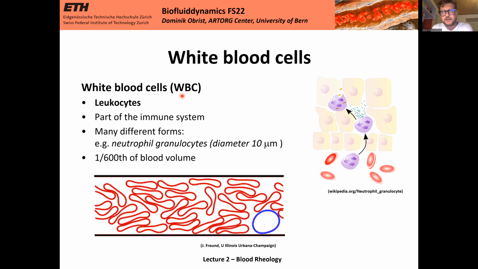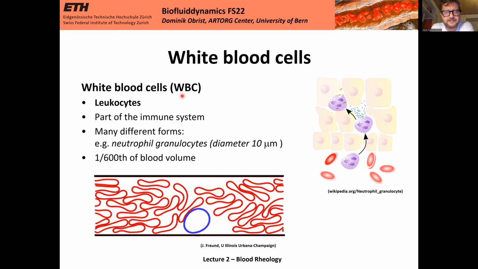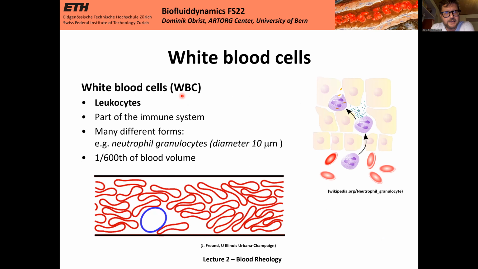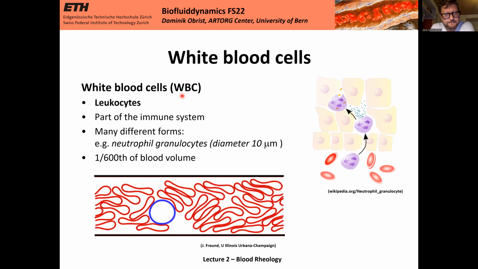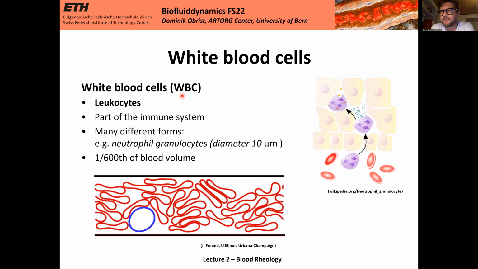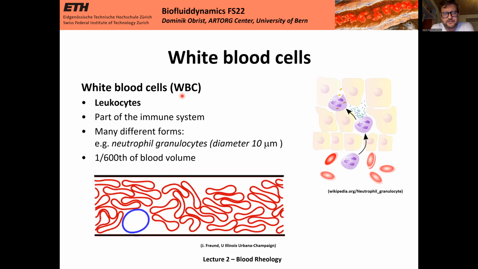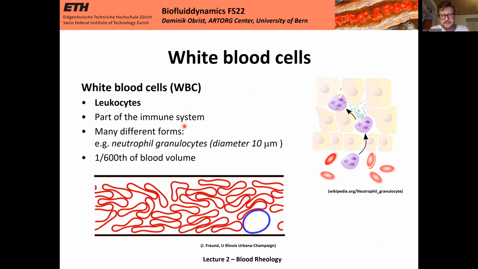Then, what other blood particles do we have? Well, white blood cells, very important for the immune system. There are many different forms of white blood cells, rather small ones like the ones we see here in this animation. They have only a diameter of 10 microns, but most white blood cells are far bigger. They maybe go up to 50, 60, 70 microns. As I said before, they are not all that important in terms of blood rheology, or actually not important at all. They can be important if you want to study the mechanics of the immune system.